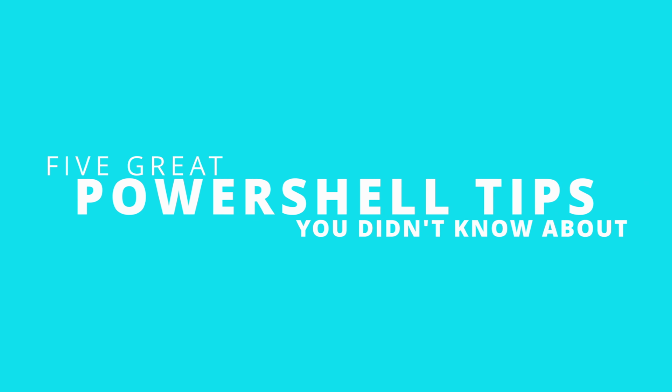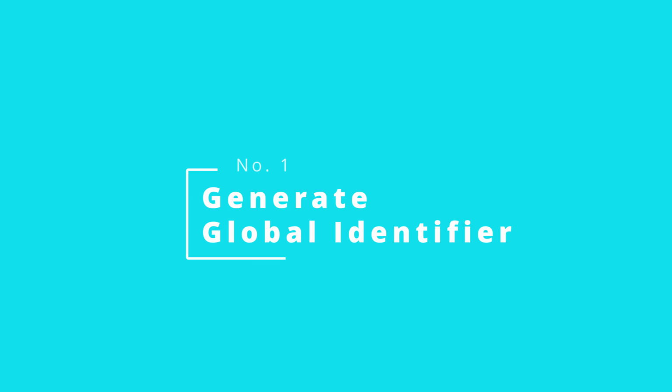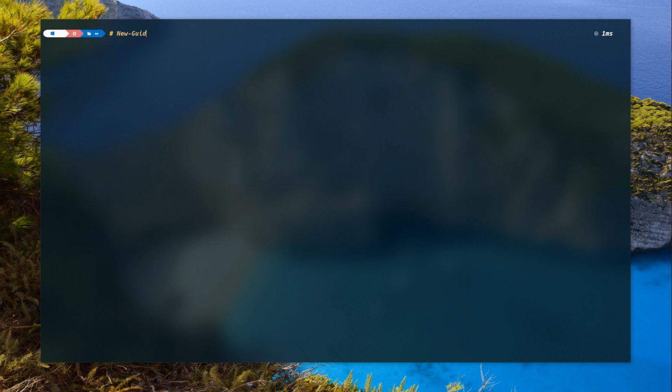Today I will show you 5 great PowerShell tips that you probably didn't know about. Number 1. Generate global identifier. Have you ever opened a website just to generate a random identifier? Not anymore. All you need is PowerShell and the New-Guid command.